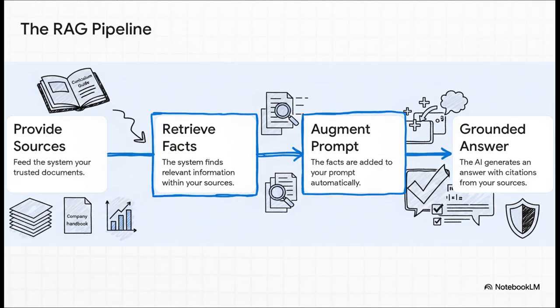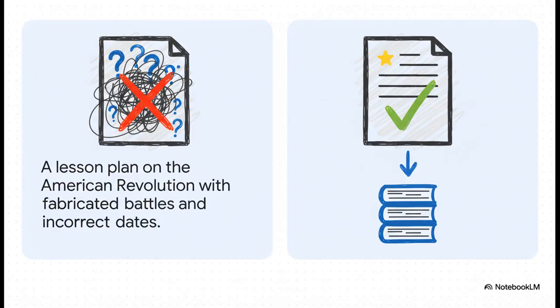So how does this work under the hood? It's a pretty straightforward pipeline. First, you provide your sources. That could be a curriculum guide, a company handbook, whatever. Then, when you ask a question, the system scans those documents and pulls out only the most relevant facts. It then automatically adds those facts to your prompt behind the scenes. And finally, the AI generates an answer that is directly tied to, and often even cites, the material you provided. It's a closed loop.